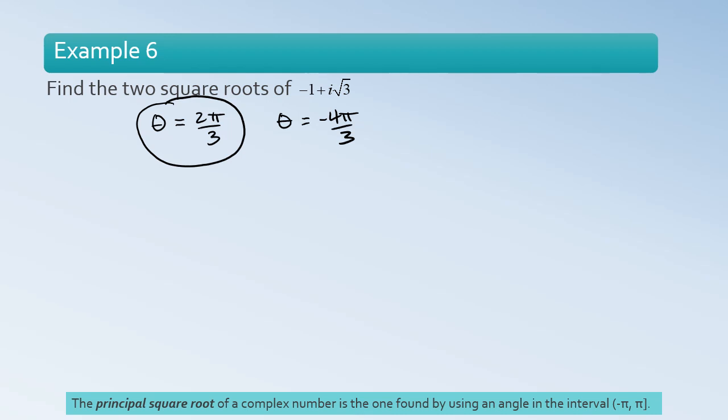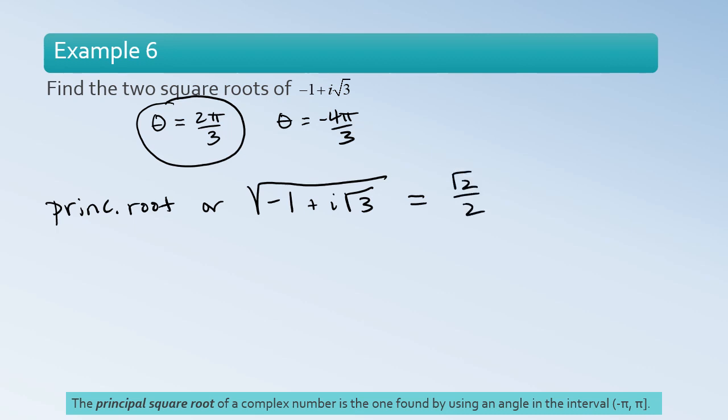Now this question I know didn't ask that, but in the event you get ones that do, we would say that the principal root, or I could just go ahead and use the radical, the principal root of negative 1 plus i times the square root of 3 is going to equal the one that used the angle of 2 pi over 3, which I believe was the square root of 2 over 2 plus the square root of 6 over 2i. And this is also the one that your calculator gives. Your calculator doesn't give them both.